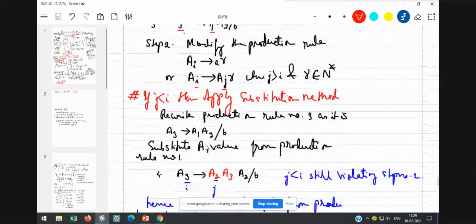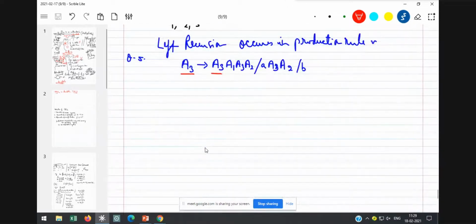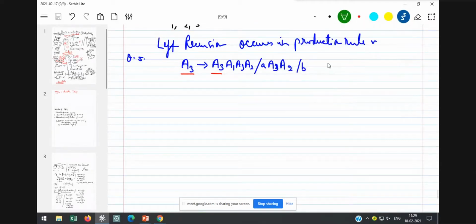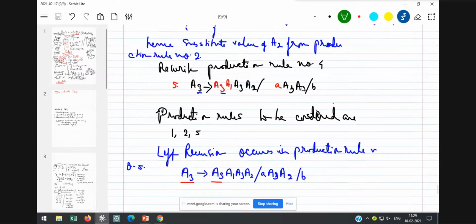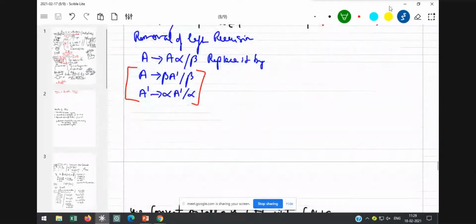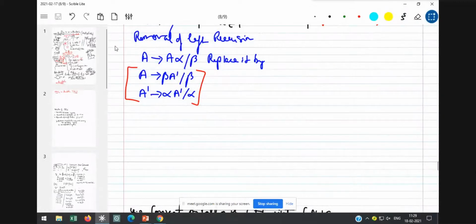So now let me come back. Let me use a different color to ease your removal of left recursion. Let me just bring it down, copy it and paste it.